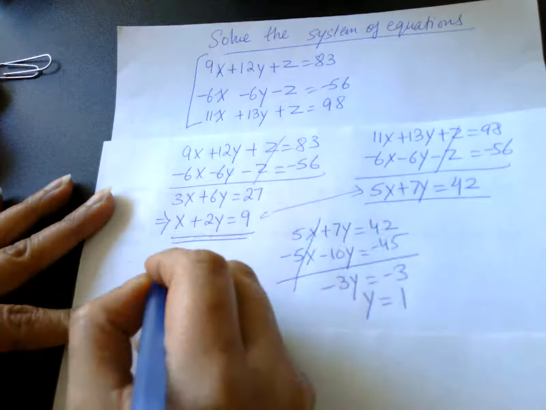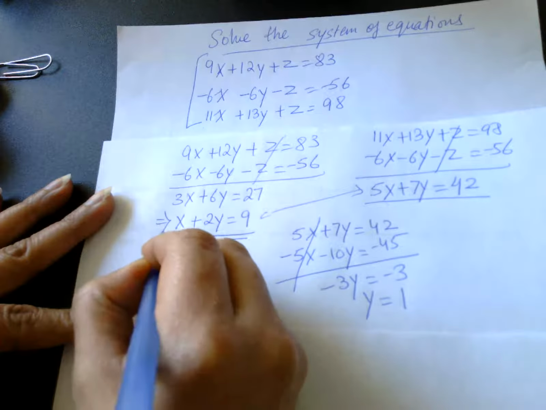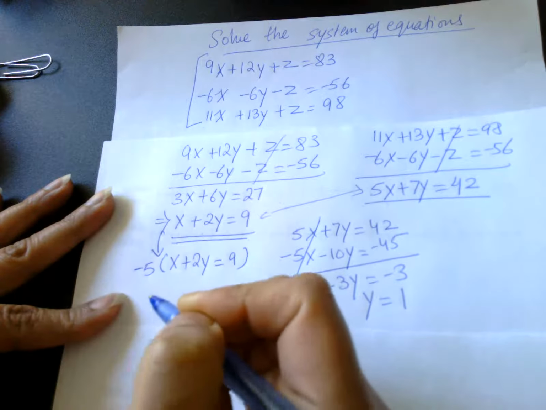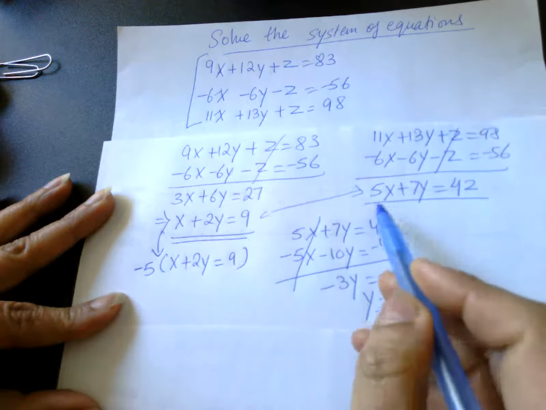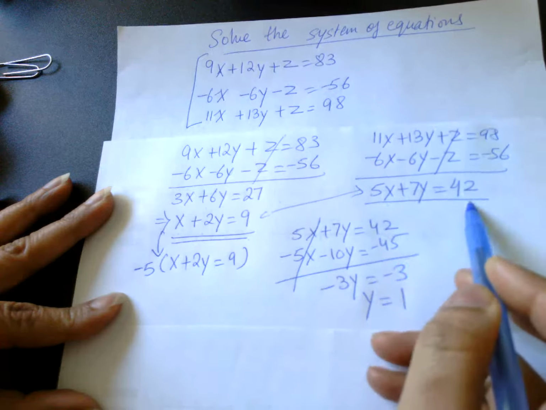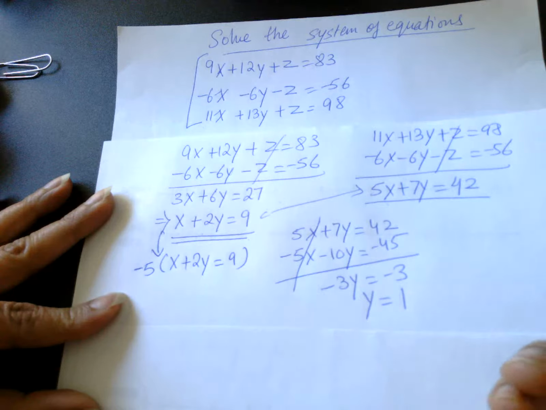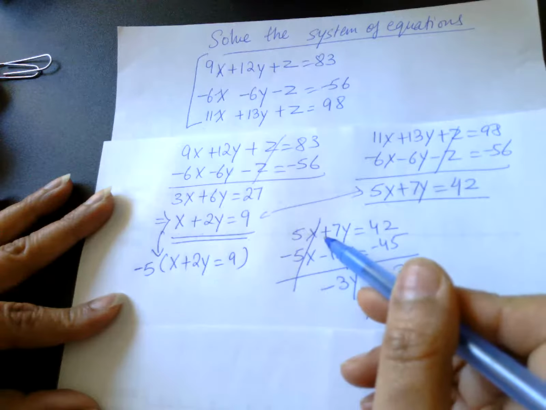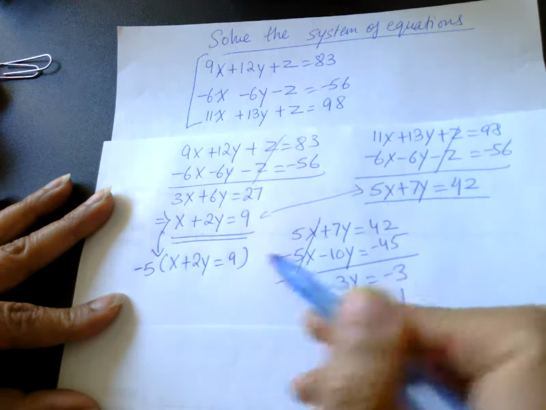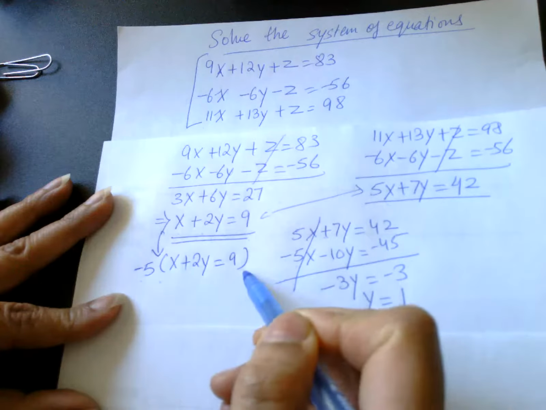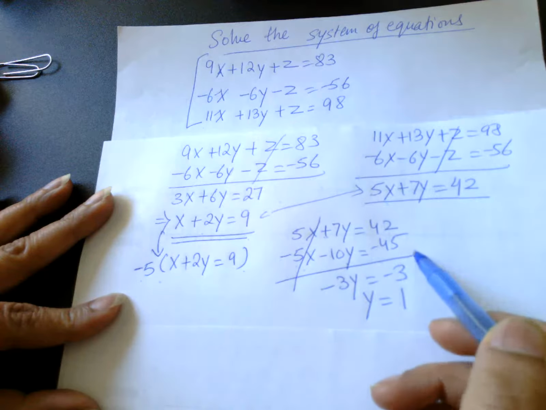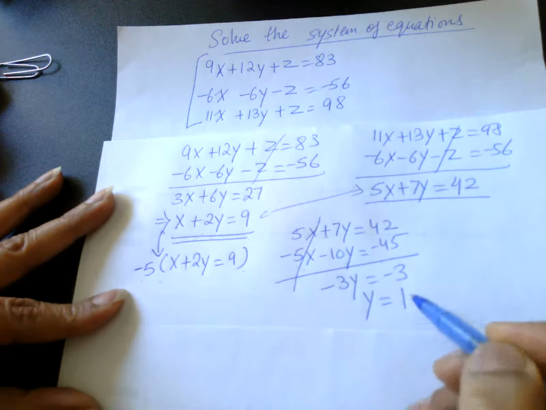Then I multiplied this particular equation, x plus 2y is equal to 9, with negative 5. Why did I do that? Because in the equation 5x plus 7y is equal to 42, I need to solve it, and first I thought I need to solve it for y. To solve for y, I need to cross off 5x, and to cross off 5x, I need to have minus 5x. So I multiplied the whole entire equation with negative 5. I got negative 5x minus 10y is equal to negative 45. When I simplified it further, I got y is equal to 1.